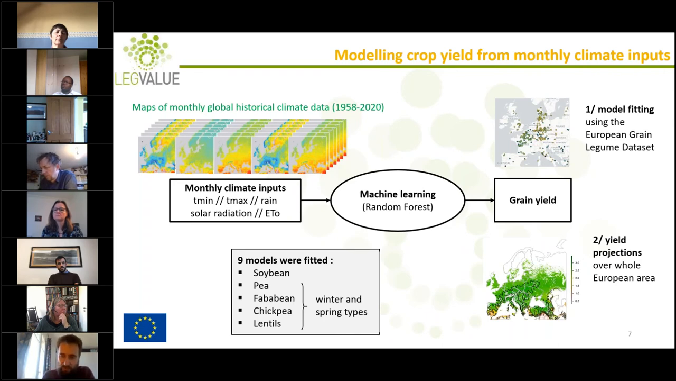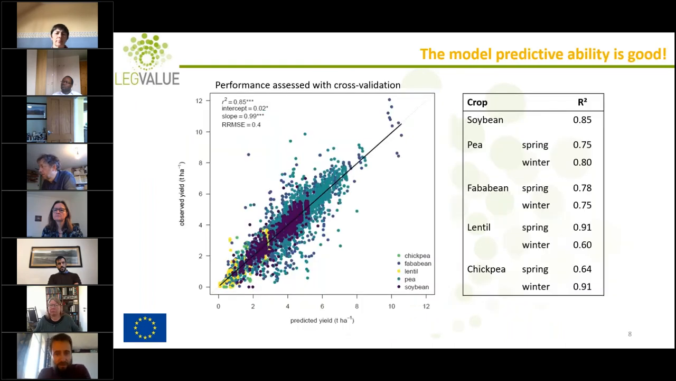Then one quick question before making the projection is to know whether the model is good at predicting yield. And to assess this, we compared the yield predicted by the model to the yield observed on data that were not used to train the model. And we can conclude from this that the predictive ability of the model is good. And this conclusion is based on 3 points. The first one is a good R squared here, which means that 85% of the yield variability in our data set is captured by the model, which is quite good.